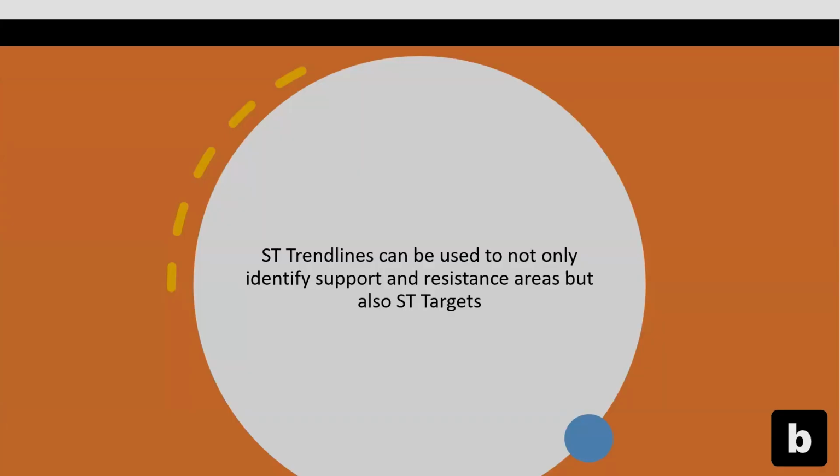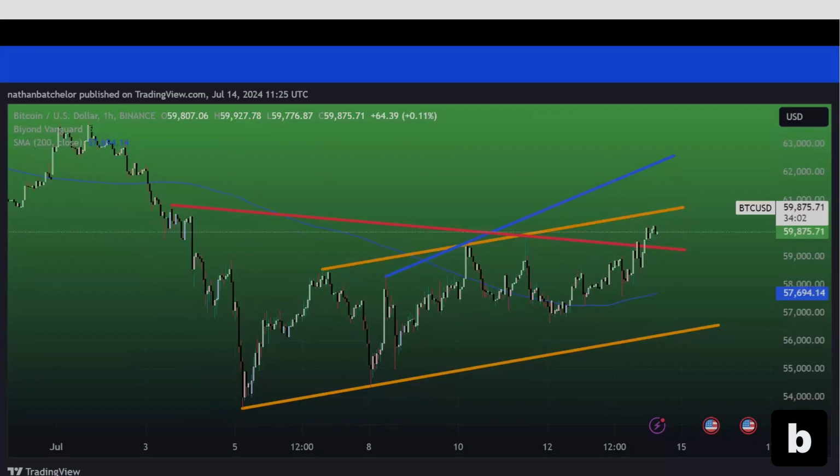Another thing to look at with short-term trend lines is they can be used not only for identifying support and resistance, but also targets, as I discussed earlier. So if we work on the principle that we're going to attach important swing highs and important swing lows here, we could also have a look at areas of extended resistance.